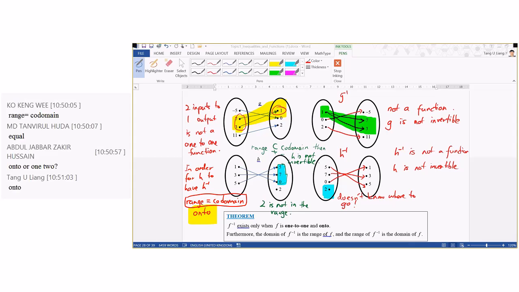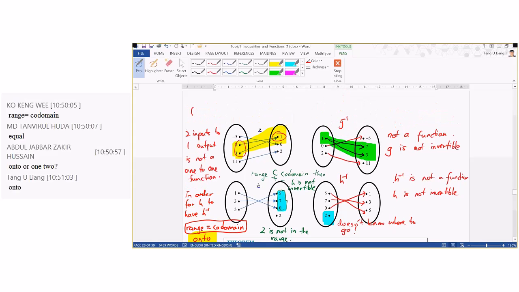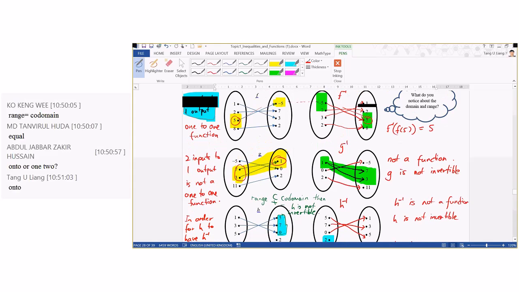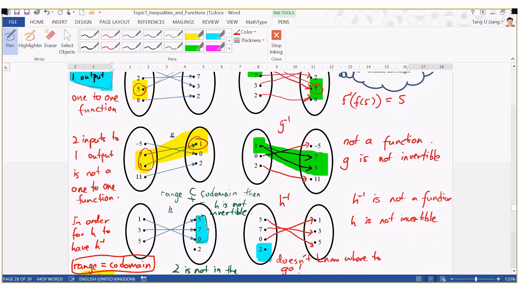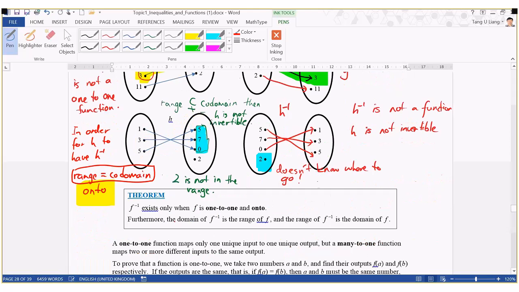Right. So we've learned two things. The first is that if a function is invertible, then it must be one-to-one, and also it must be onto. It's also true in this theorem that for an inverse to exist, the function f must be 1 to 1. That's the first criteria, and it must also be onto, which is the second criteria for the existence of f to the power negative 1.